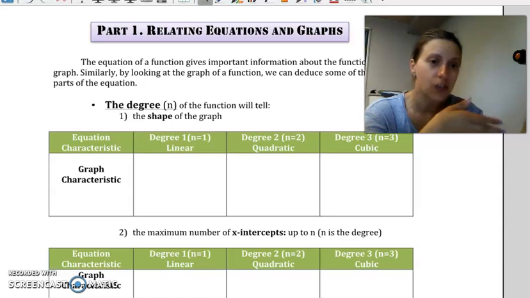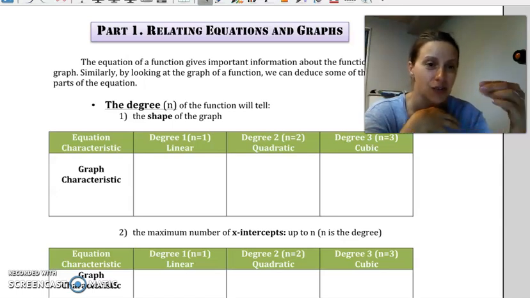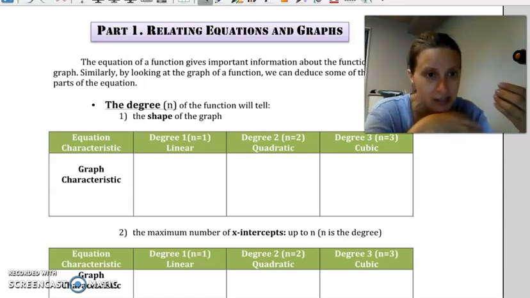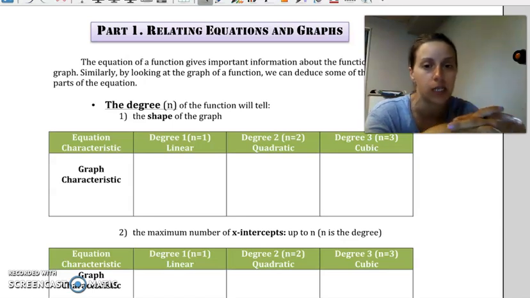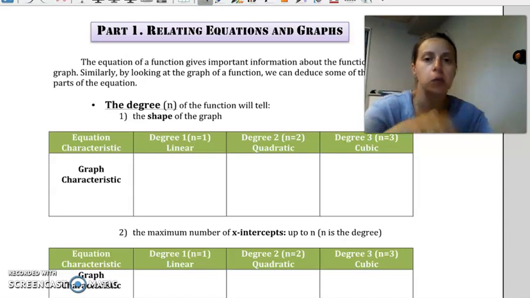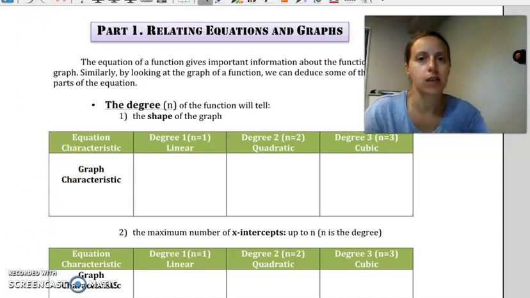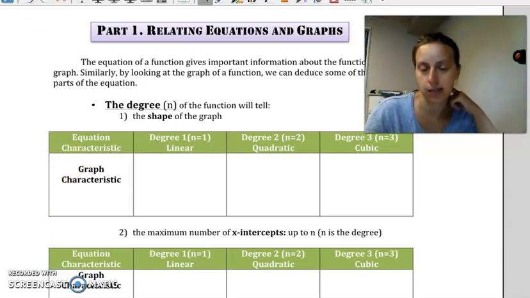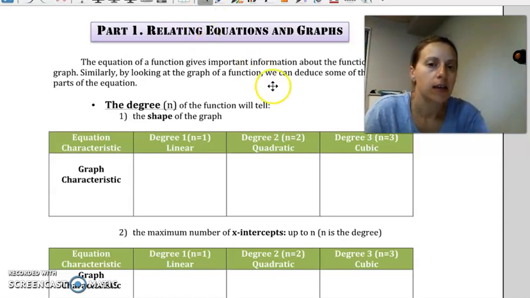So I'm going to be watching for those details to see that you understand the idea of an increasing or decreasing function. So let's start with the degree of the function. What is the information that that part of the equation tells us? And then we're going to move on to the other parts.